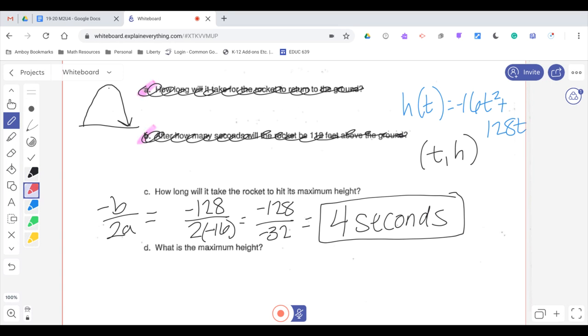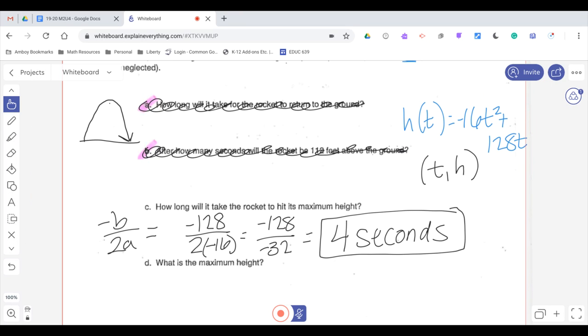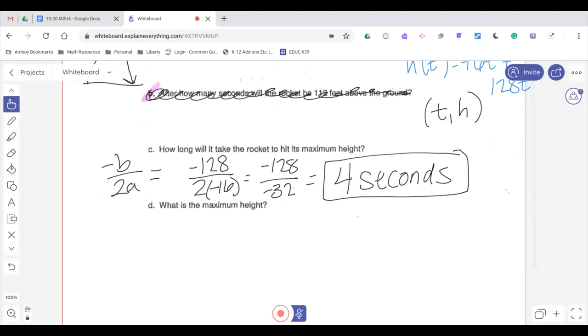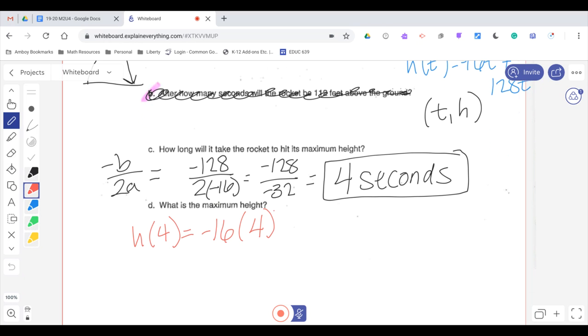And then they want to know how high it is. We just found the time. Now we want to know how high it is when we get there. So let's try that out. I'm going to plug 4 back into my equation. I'm going to have negative 16, and instead of t squared, I'm going to do 4 squared, plus 128 times 4.